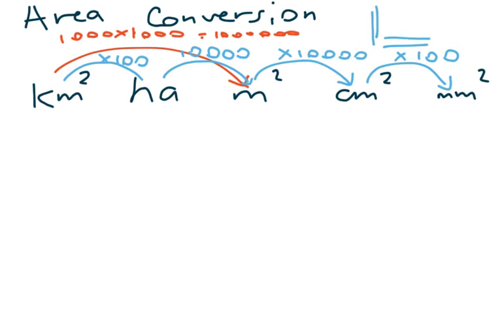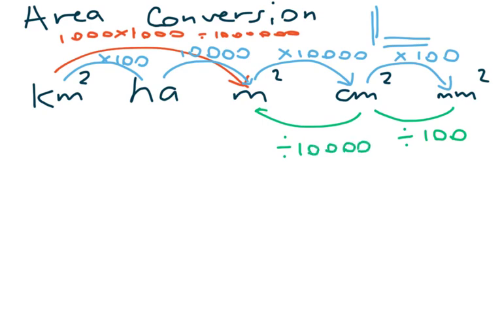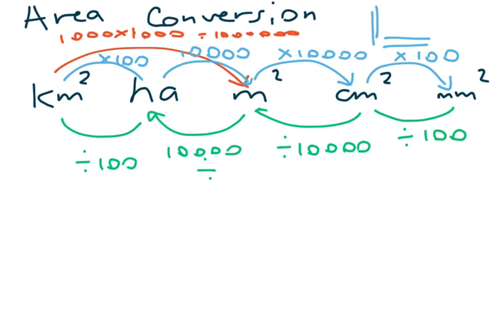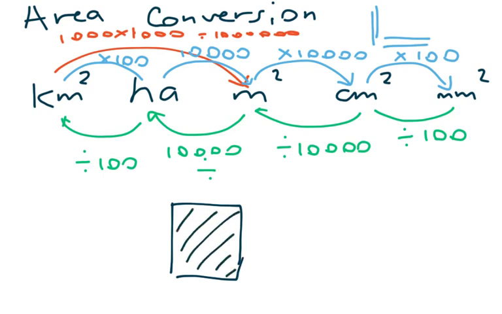When we're converting back, we do the opposite. So we divide by 100, we divide our number by 10,000, we divide our number by 10,000, and then finally we divide by 100. Just remember that when we're looking at area conversion, it is the space on the inside of a shape. So we need to include all of the measurements that would be up and down and across.